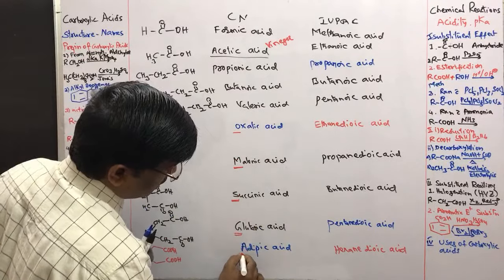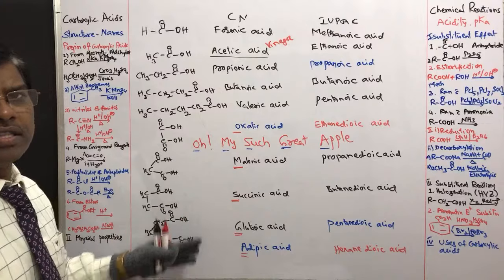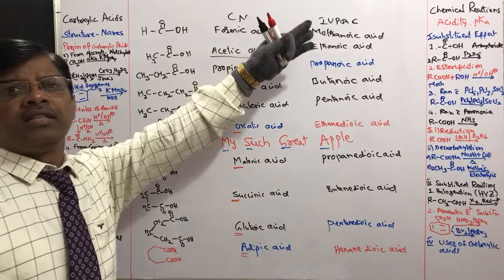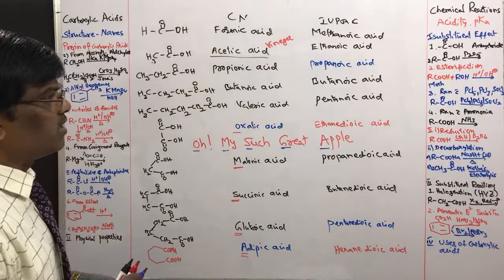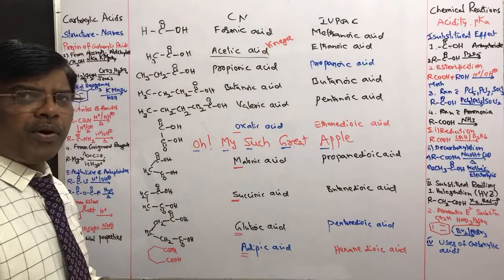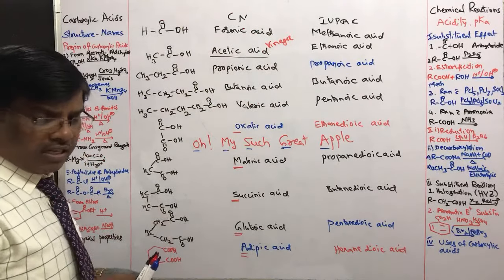So O stands for oxalic acid, M stands for malonic acid, then succinic acid, glutaric acid and adipic acid (apple). This is the way you can remember these 5 acids. These are very important dicarboxylic acids which you come across a number of times during synthetic organic chemistry. Yes, students. Another important tricarboxylic acid is there.